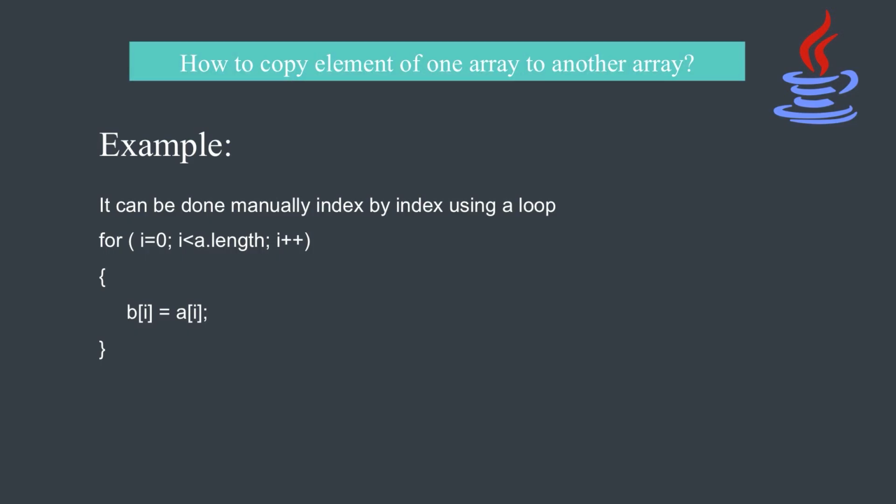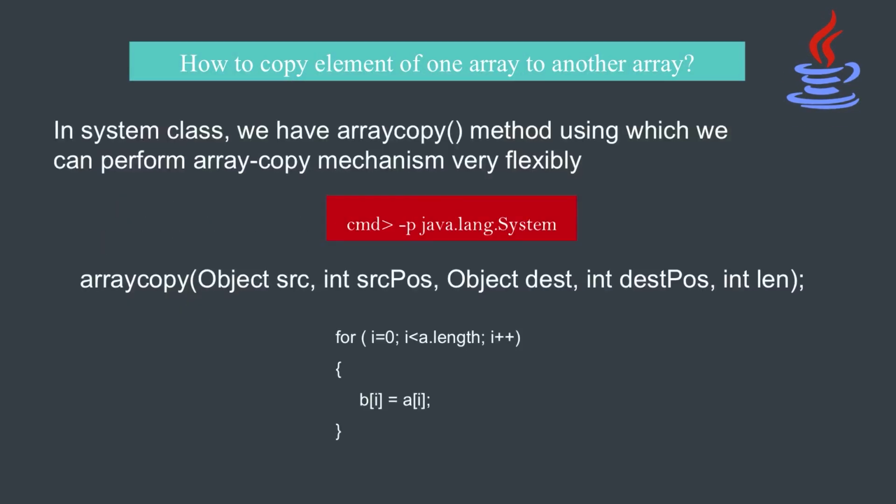However, we have a predefined method arraycopy. This method belongs to the System class, using which we can perform the array copy mechanism very flexibly with multiple options. If you see the description of the System class, you just need to type in the command prompt java.lang.System, which belongs to the java.lang package. In the java.lang package we have the arraycopy method.